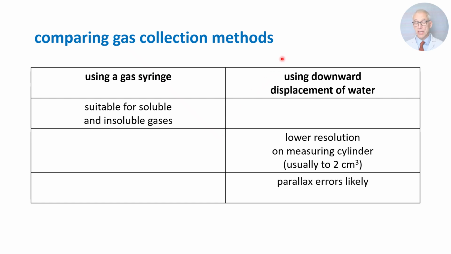Now, the sort of evaluation that you are expected to carry out would be comparing the advantages or disadvantages of using a gas syringe compared to the downward displacement of water. So I've got 3 rows here with 3 ideas with only one comment, one for the gas syringe. I haven't got one for the downward displacement of water. I'm asking you to think of what that comment would be.